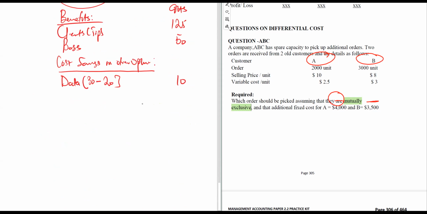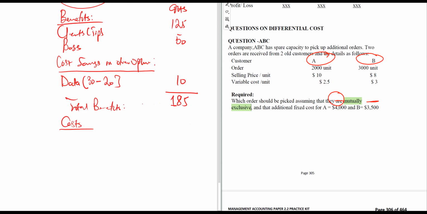Okay, so these are the only benefits we get, right? Which is a total of 185. So these are the total benefits. But what about the cost? What about the cost?